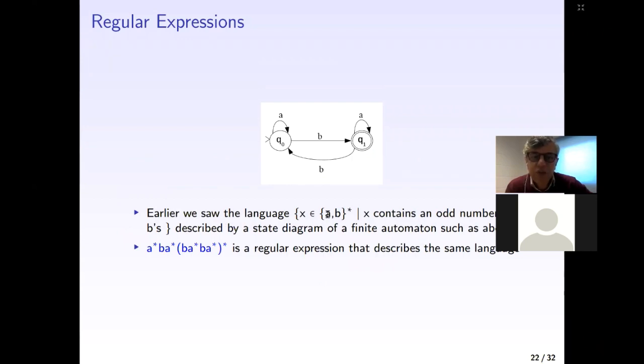Earlier we saw the language of x containing an odd number of B's described by a state diagram of a finite automaton such as above. So this is a regular expression that describes the same language. So regular language, regular expression, finite state machine, all of these can work on these things.